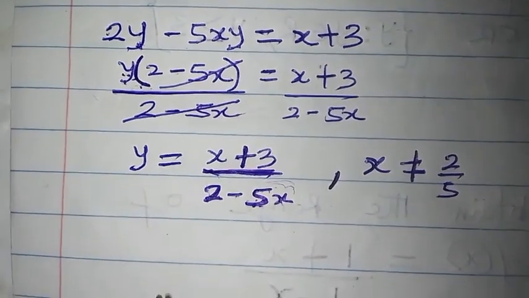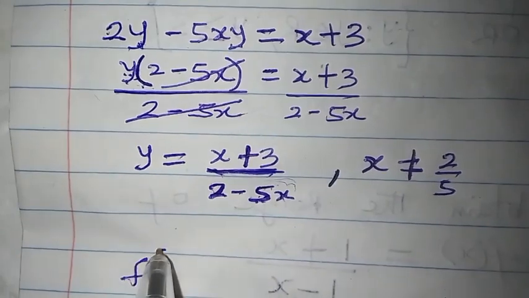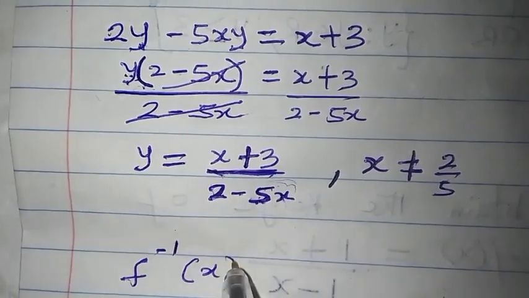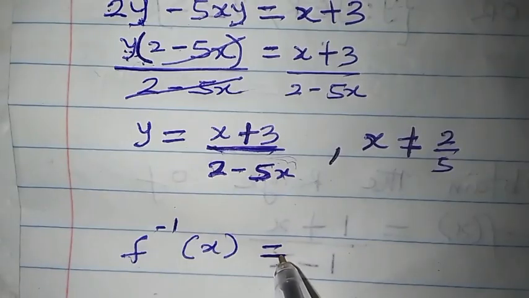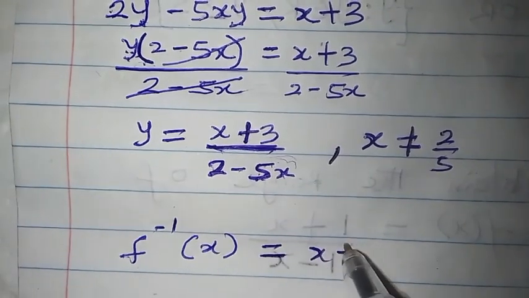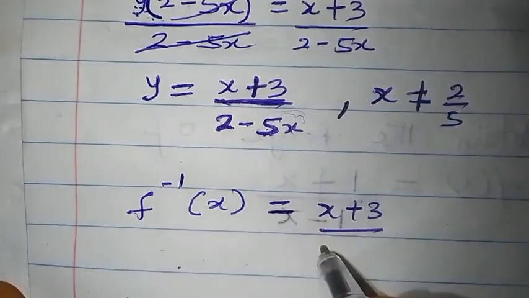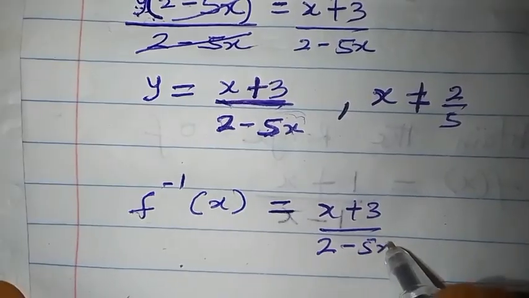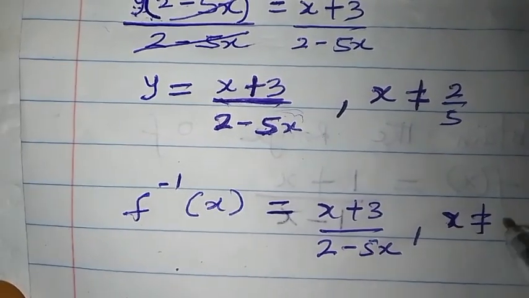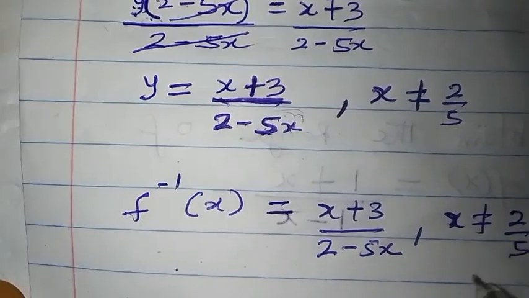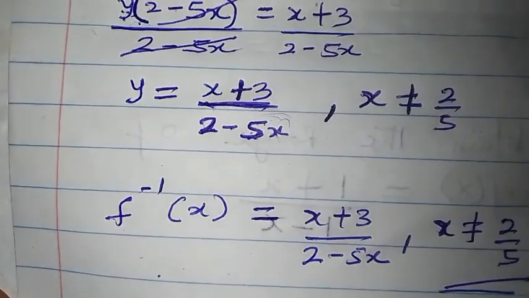So therefore the inverse, f inverse of x is equal to x plus 3 upon 2 minus 5x, comma, x is not equal to what? 2 all over 5. This must be noted.